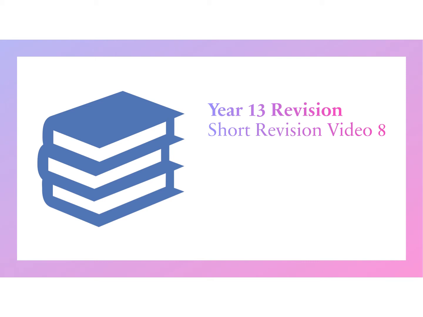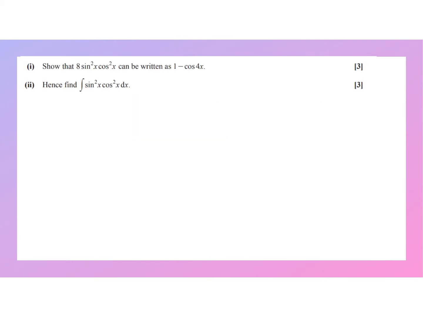Year 13 short revision video number 8. So we have a question which involves trig identities and trig integrals here. So part 1, we need to show that 8 multiplied by sine squared x cos squared x can be written in the simpler format on the right hand side.